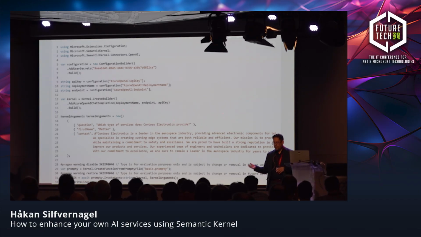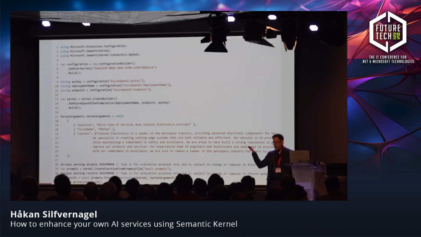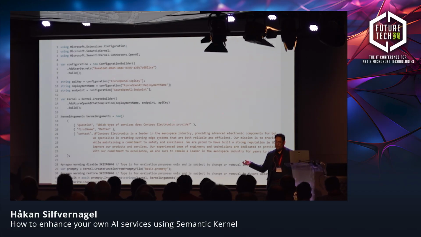Here we say that we want the chat completion capability, and we just plug in the deployment name, endpoint, and the API key. Then we can provide it with some arguments, and on line 29 we actually create a function from this Prompty file that I showed you. We can create a function that we then can invoke on line 31 and get the result back. So we get the result back from the prompt that we had written in our Prompty file.